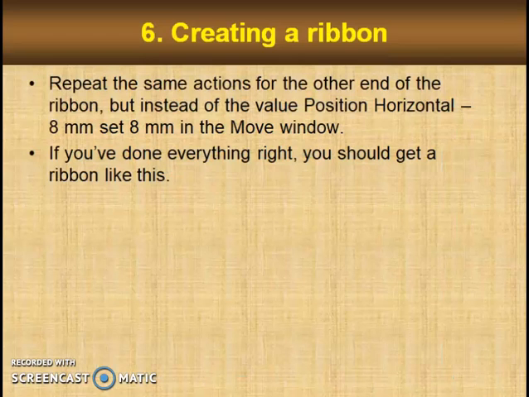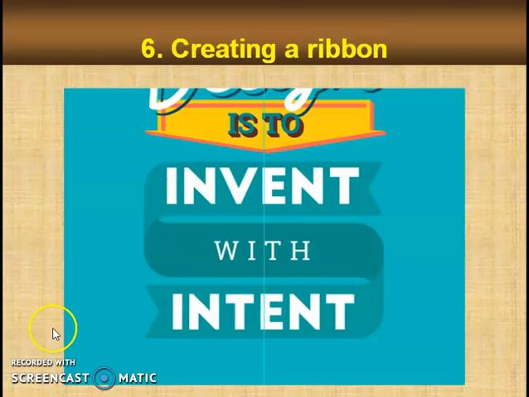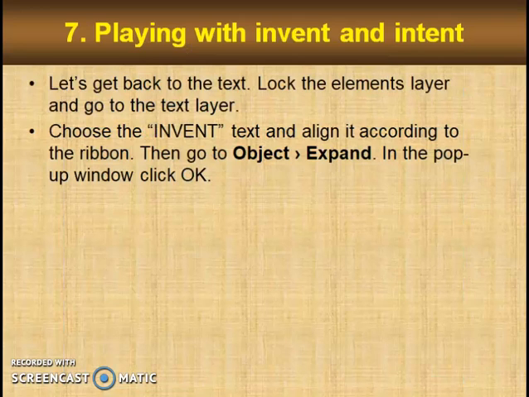Repeat the same actions for the other end of the ribbon, but instead of the value, position horizontal 8 mm, set minus 8 mm in the move window. If you have done everything right, you should get a ribbon like this. Playing with invent and intent.